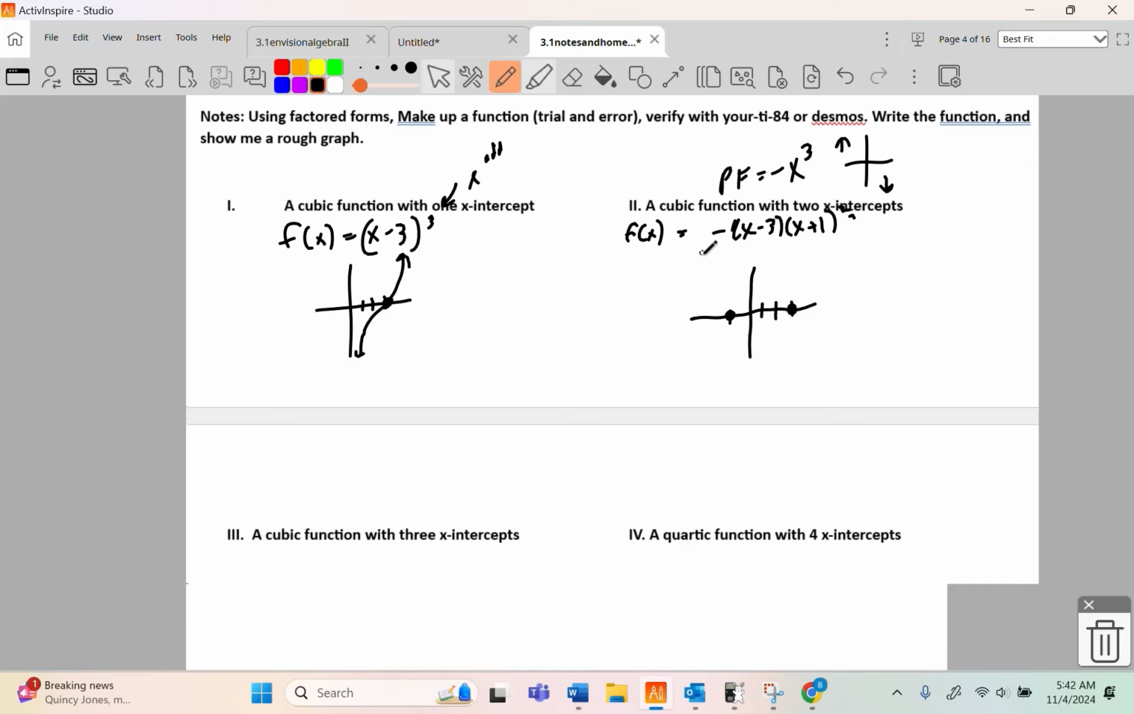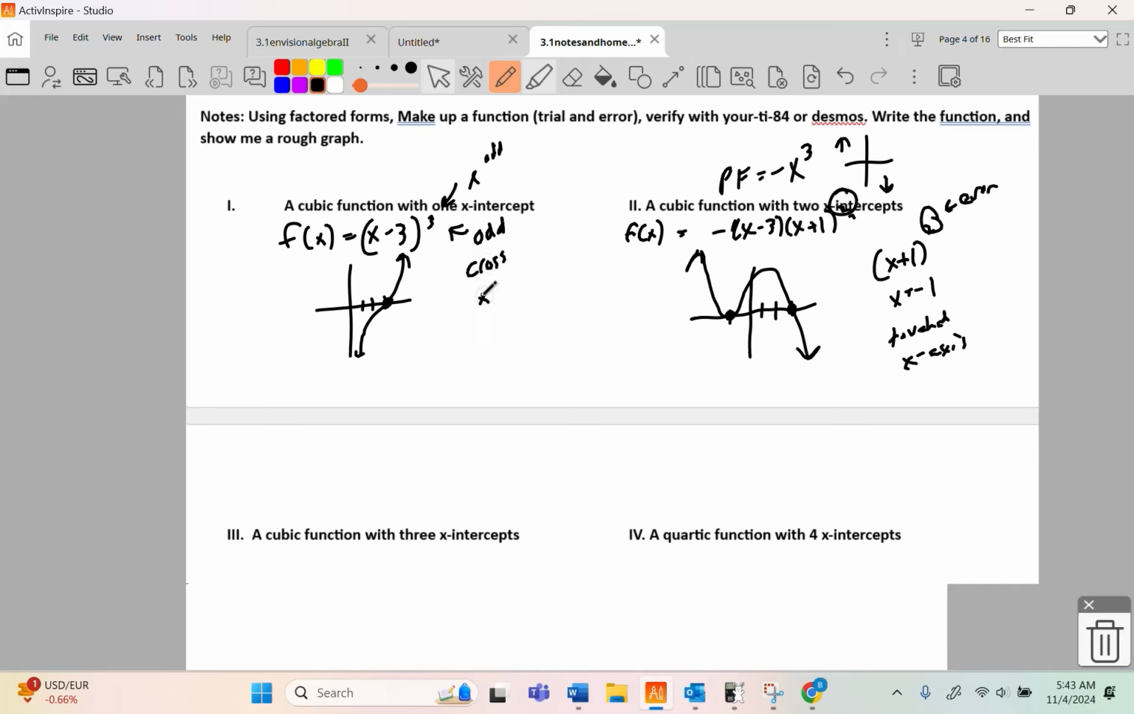And I made mine start high. This one has to happen twice. Notice the touch. Rose, came back, fell down forever. And notice that that was a big deal. That was an x plus 1 squared. So x was negative 1. We touched the x-axis. Has to do with the even idea. Even things touch the x-axis. Notice that this is an odd. We cross the x-axis.